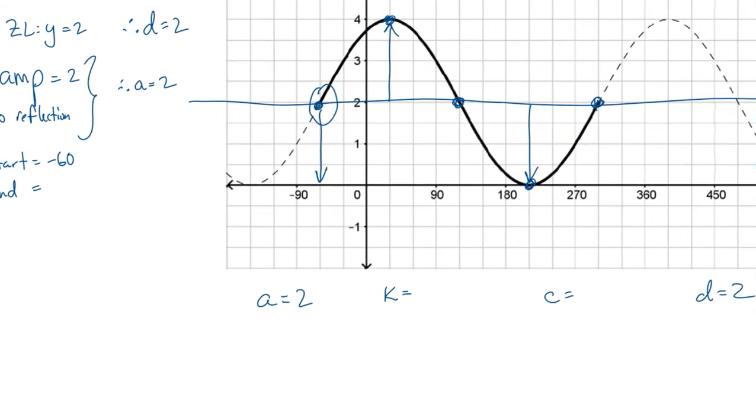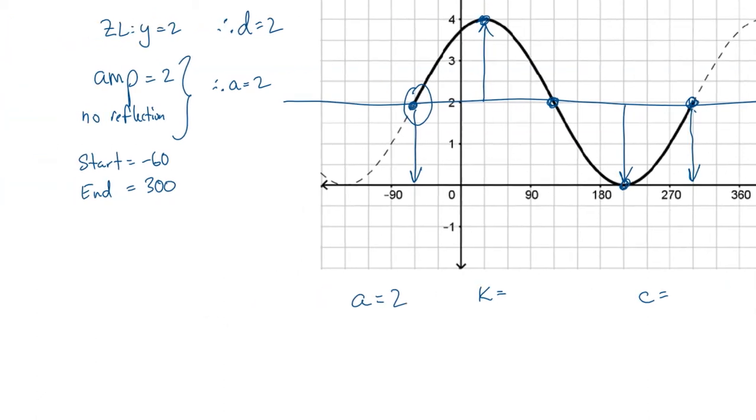And then what about the end? Again, we're counting by 30s. So from 270 up 30 more is 300. Very good. So what's my period? It's the end minus the start.